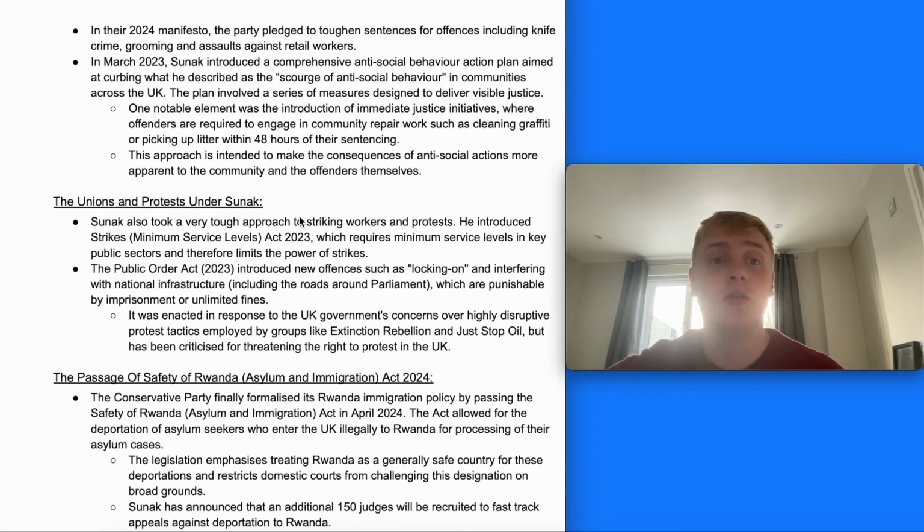In the 2024 manifesto, they pledged to toughen sentences for offences including knife crime, grooming, and assaults against retail workers. And what you saw in March 2023 was Sunak introducing a comprehensive antisocial behaviour action plan, or a really strong approach to antisocial behaviour, including visible justice within the community.